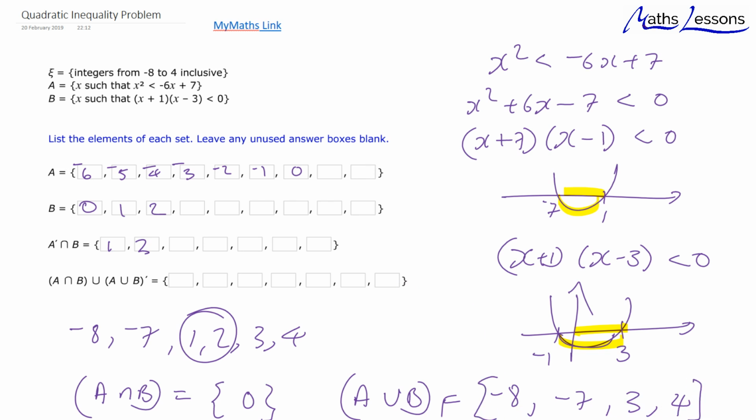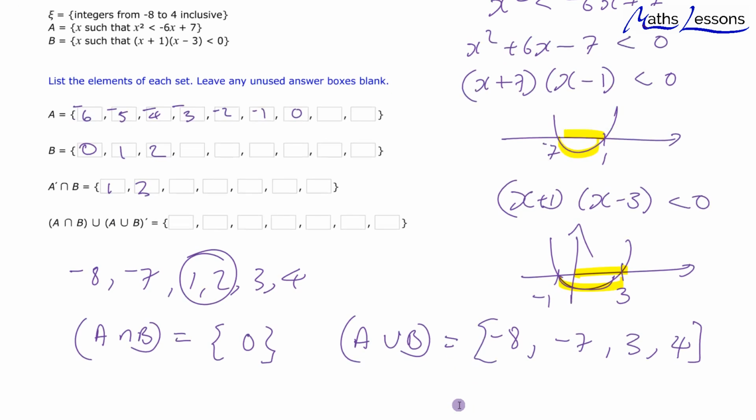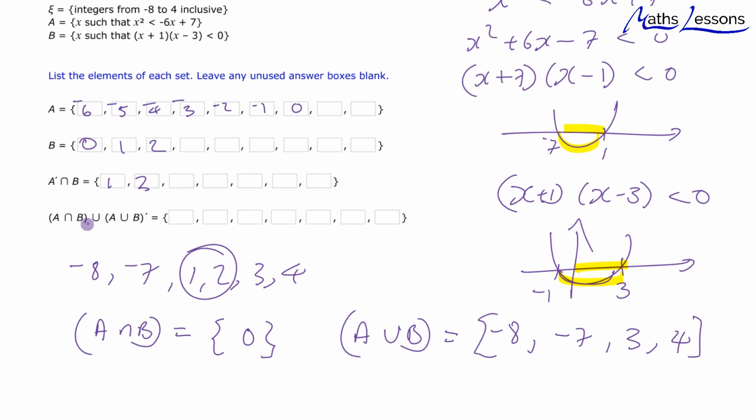I'm going to use a rubber just to make it neater so you can see that that's an equal sign. So that is those two sets, and we want to union these sets. So it's those 4 numbers and the 0. If we start at the lowest number, -8, -7, bring in the 0 because it's a union, and then bring in 3, and then we bring in 4. So that is how you go about doing those.